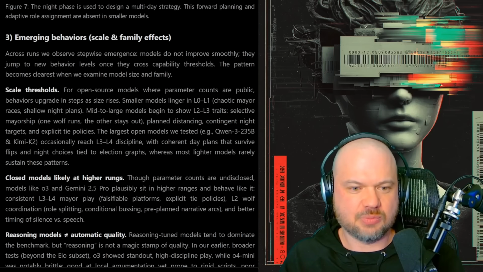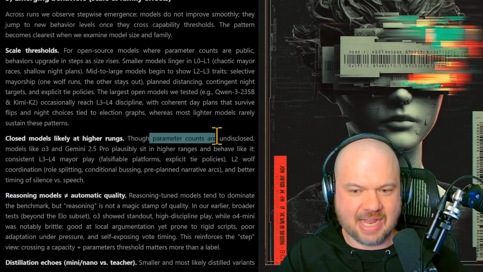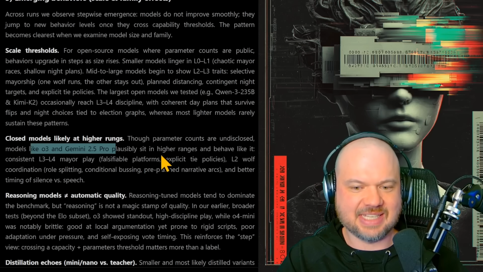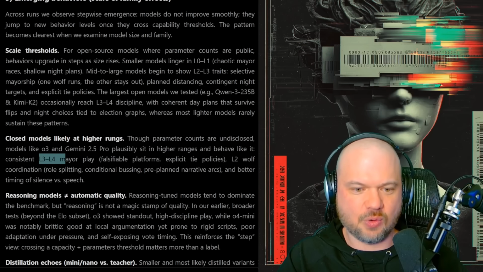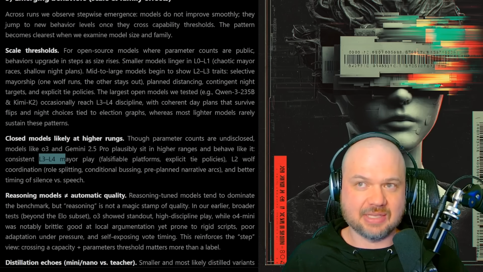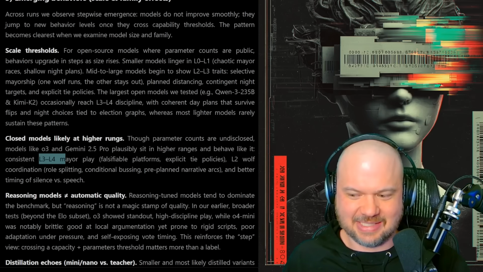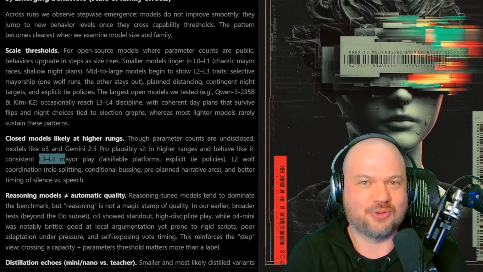Like selective mayorship, where if one wolf runs, the other one stays out. And the parameter counts that are undisclosed, models like O3 and Gemini 2.5 Pro, plausibly sit in the higher ranges and behave like it. Consistent L3, L4 mayor play, wolf coordination, etc. So as these models scale up, they get better at playing the role of a villager or a werewolf. Keep in mind, it's unlikely that these frontier labs sat there and trained them to play werewolf with reinforcement learning.